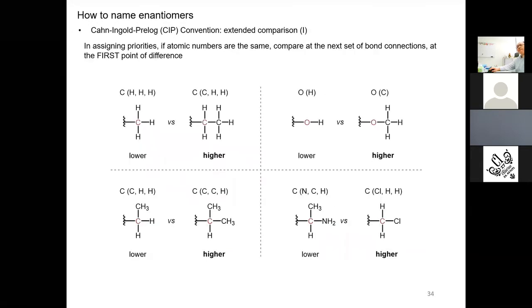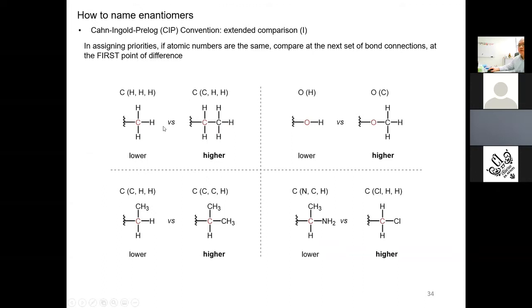Then there are more complicated extensions of the rules for the CIP convention. If we compare the atomic numbers of the different substituents, the biggest one has the highest priority. But what if we have two substituents with the same atomic number? For example, this one: we have a CH3 methyl group, and another one is an acyl group. The directly connected atom is carbon for both. So how do we compare them?